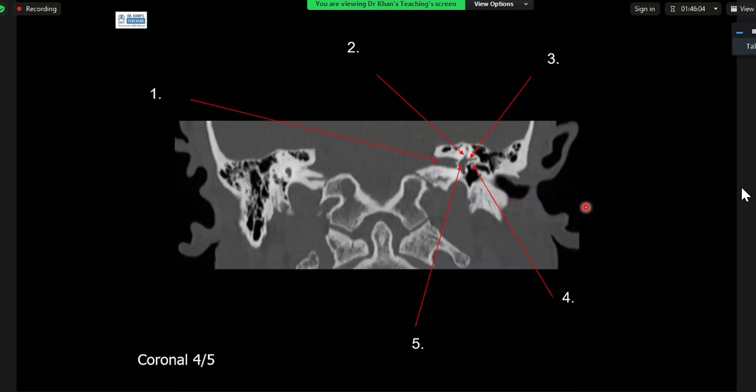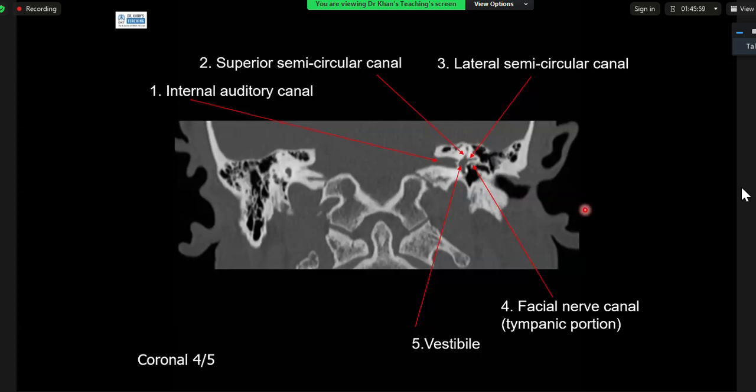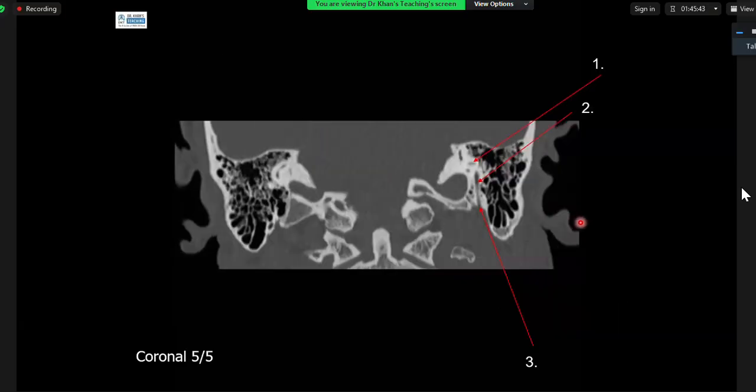Oh, actually, one was left. So this is a continuity of the previous one. So again, superior semicircular canal, lateral semicircular canal. This dot here is the facial nerve canal, and this is the vestibule. This is the internal auditory canal. And okay, this one, I'll just give you 5 seconds.